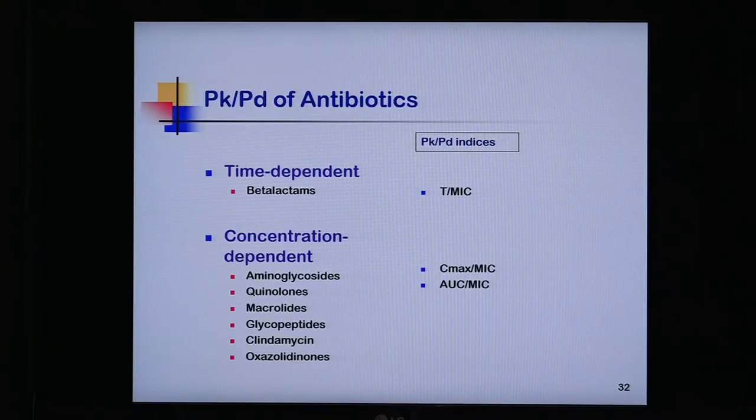A little bit about PK/PD. Nowadays, it is discussed quite a lot in the major conferences, but for our practical purposes, we must understand that antibiotics actually work by one of two mechanisms, either time dependent or concentration dependent. That means their action depends on either the maximum time they stay over the MIC during the dosing interval, or the maximum concentration they achieve over the MIC during the dosing interval. We must identify these drugs. For example, the beta lactams have a time dependent action, whereas drugs like aminoglycosides and quinolones and others have concentration dependent action. And accordingly, there are PK/PD indices.